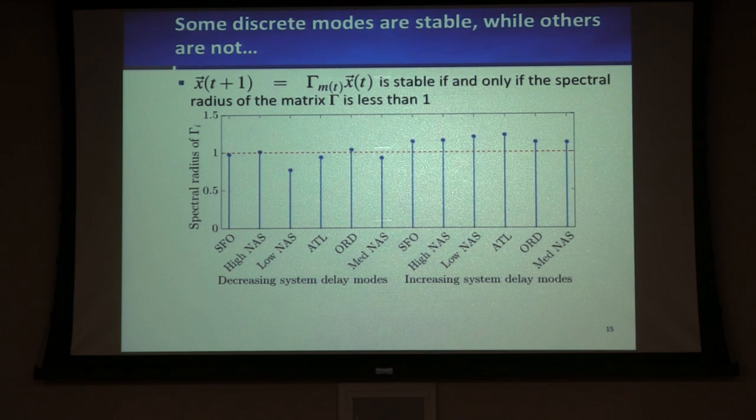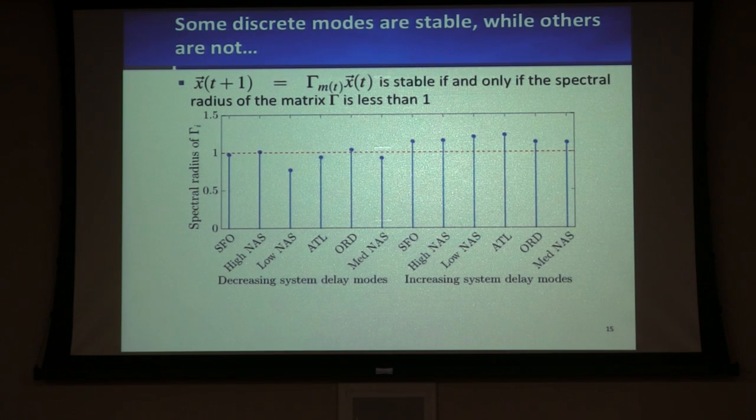So the fundamental question is: is every mode stable, or are some modes stable and some unstable? We can ask that. If you have a linear system, it's easy to check whether it's stable or not. You just look at the spectral radius of your state matrix. If it's less than 1, you're going to be stable. If it's greater than 1, you're going to be unstable. This is shown for the different modes, and we see that the decreasing delay modes are either stable or close to being stable, whereas the modes where the delays are increasing, as you'd expect, are unstable.